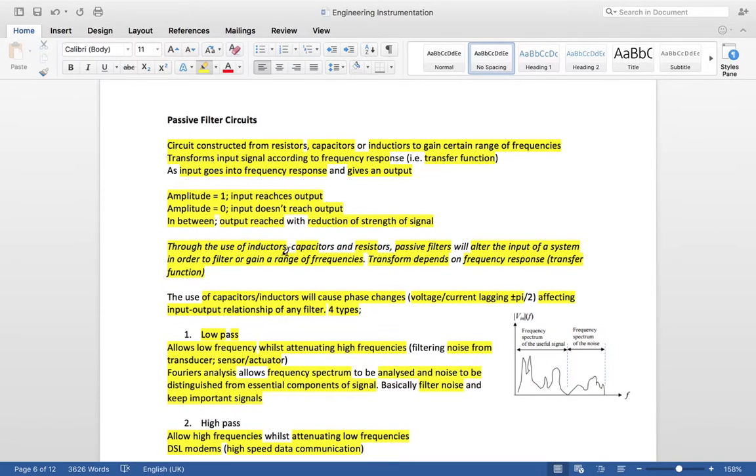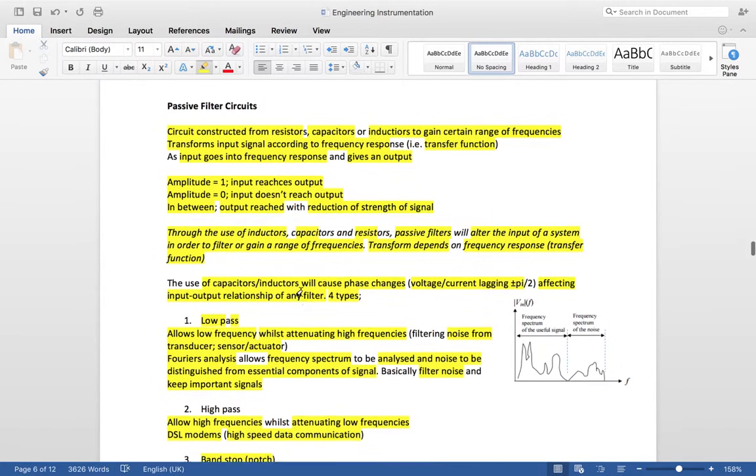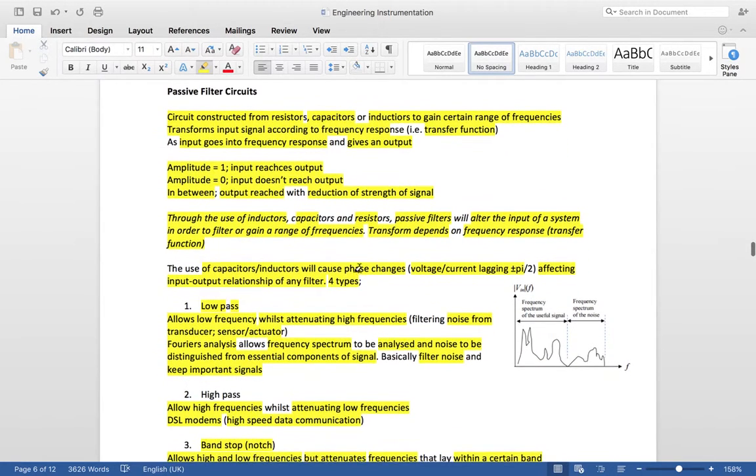Through the use of inductors, capacitors, and resistors, passive filters alter the input of a system in order to filter or gain a range of frequencies. The transform depends on the frequency response and as a result on the transfer function. The use of capacitors and inductors will cause phase changes, so voltage and current are lagging by pi over 2, affecting the input and output relationship of any filter. So we can have four types of cases.